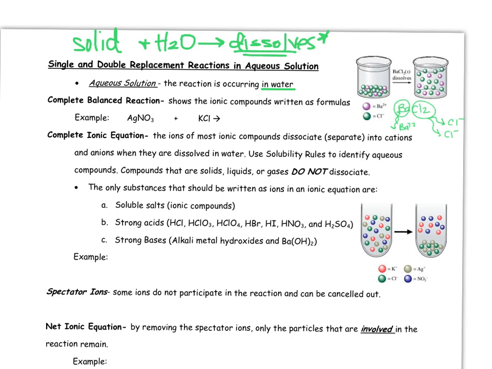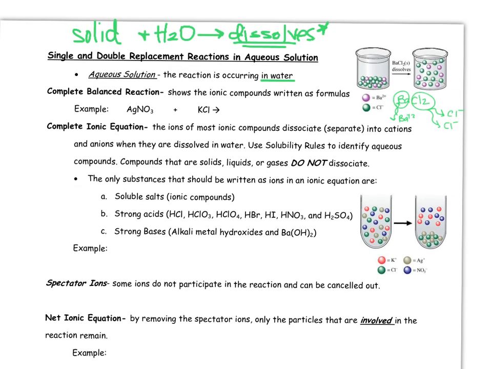All right, complete balanced reaction. So we've talked about this for a double replacement in my last video. It shows the ionic compounds that are written as formulas. So I've got silver nitrate and potassium chloride. So this is a double replacement. And so what we're going to do is switch our metals. So we're going to end up with K. Oh, it would actually help if I picked up the pen. All right. So we're going to have K, and then with NO3.